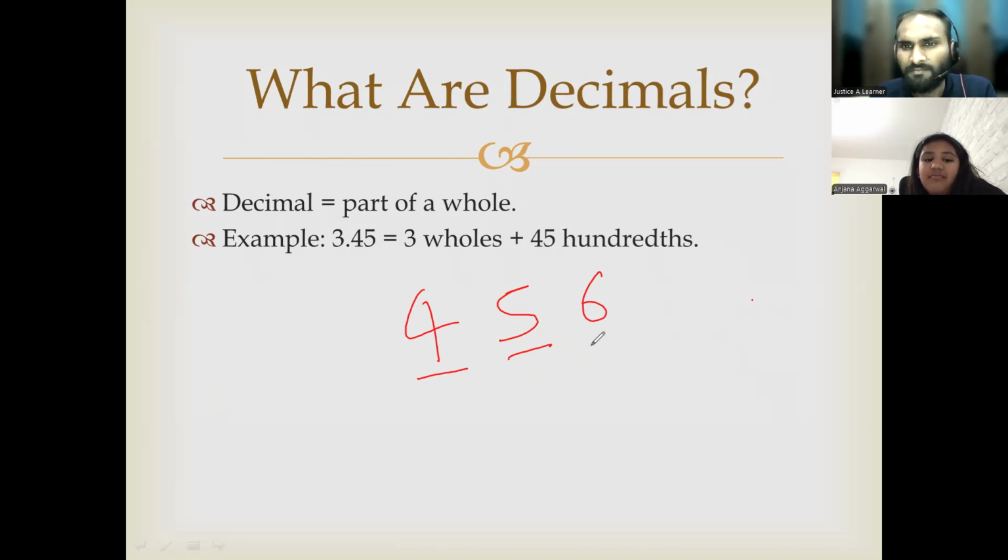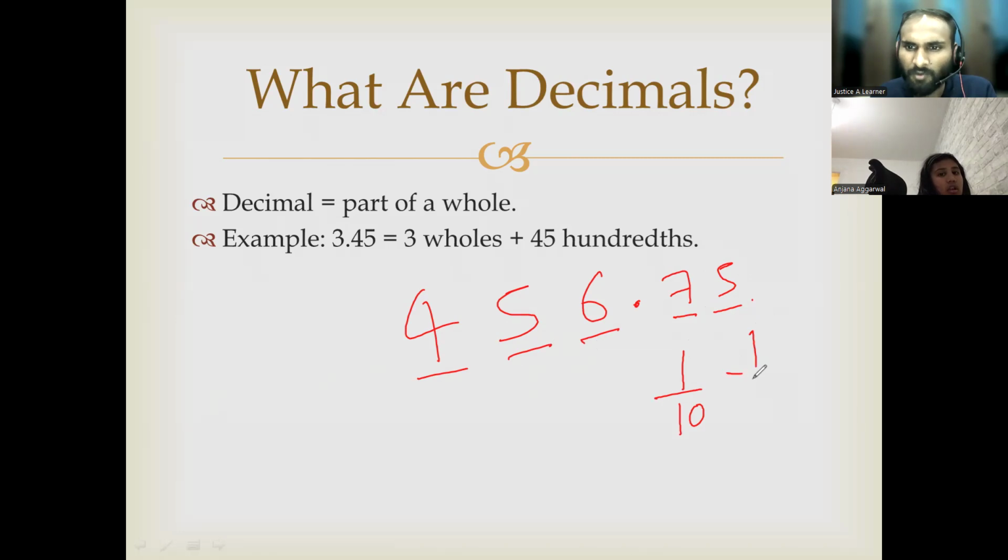Great, yes. Now can you tell me in the decimal part which is the tenth? Tenth, 7. Tenth means 1 upon 10. What about the hundredth? It means 1 upon 100. Hundredth part. Great.